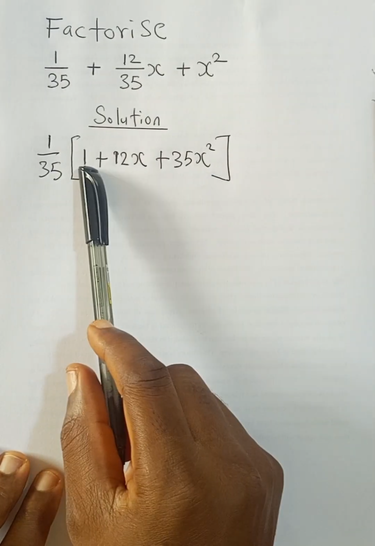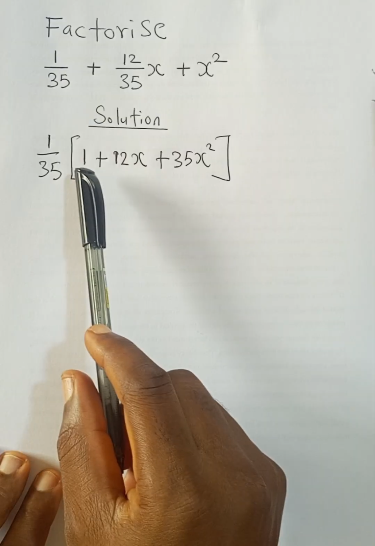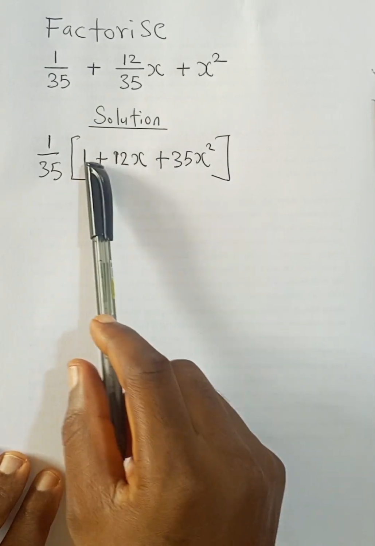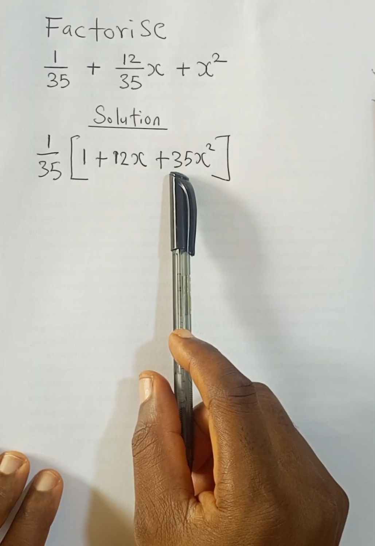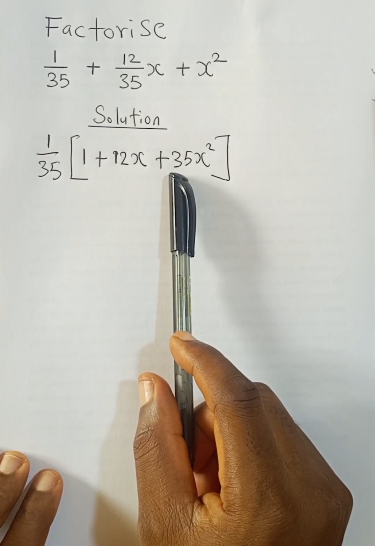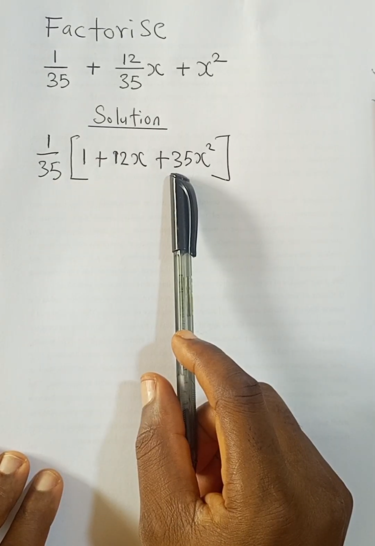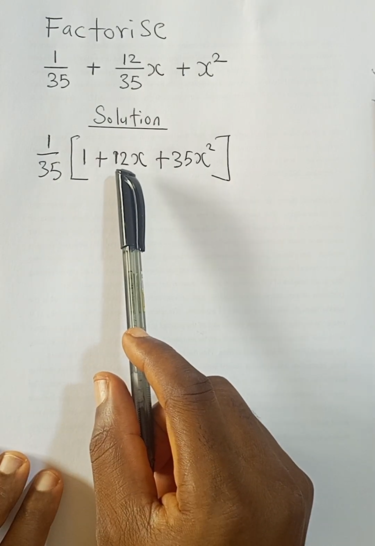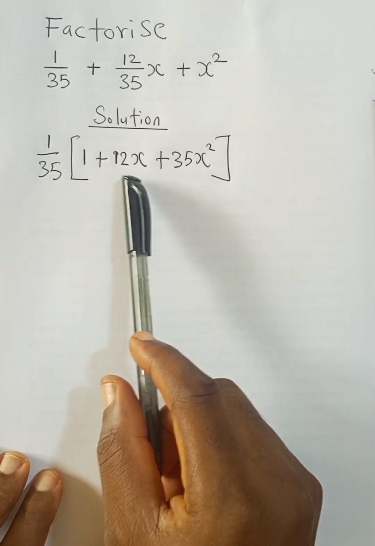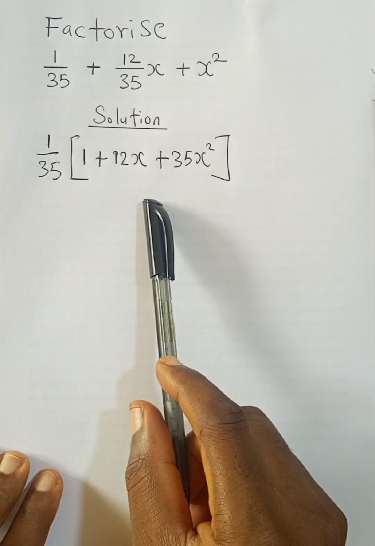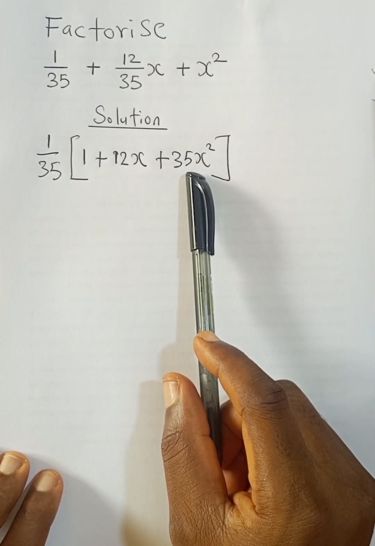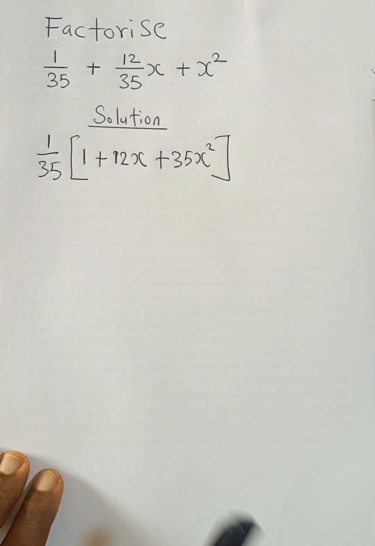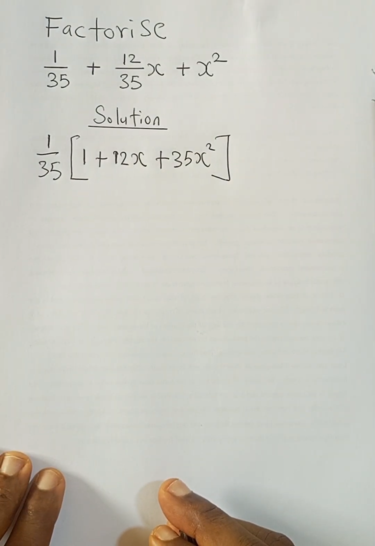But you will now realize that this one can easily be factorized. So we'll look for two numbers that add to give us 12, and multiply to give us 35. We have done factorization. You should know that by now. So the two numbers will be 5 and 7, because 5 plus 7 is 12, and 5 times 7 is 35. Do I get what I'm saying? So if you don't understand factorization, you can go and see the video we have done. I've treated factorization in detail.